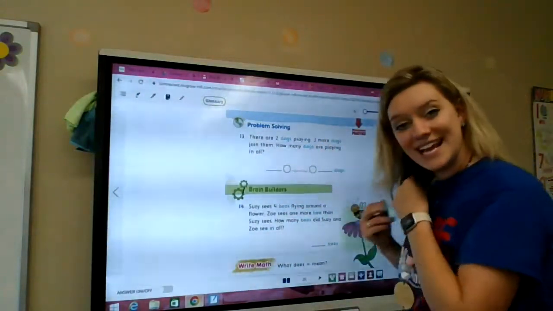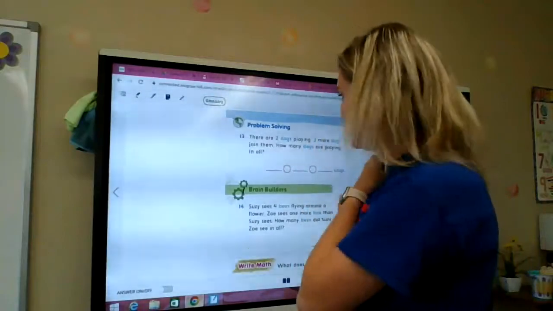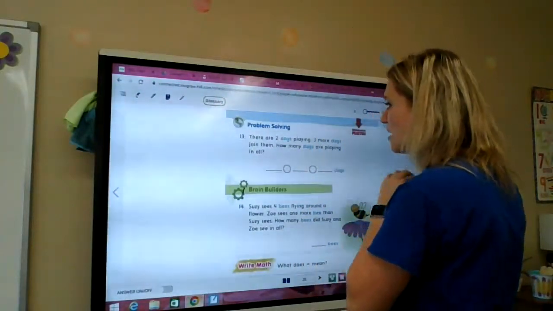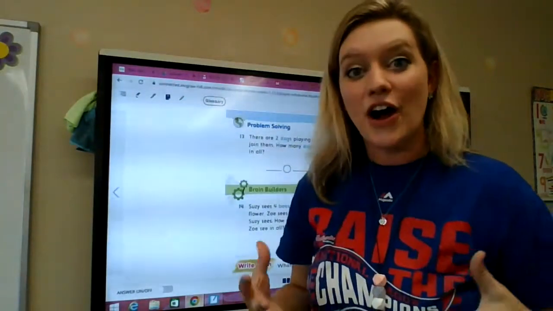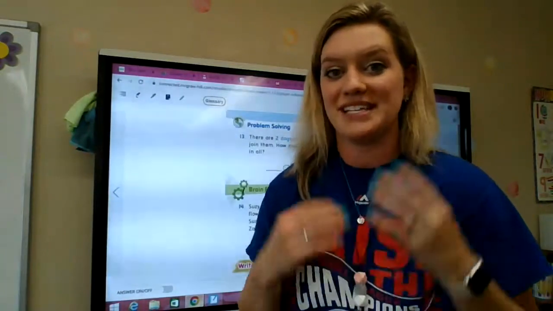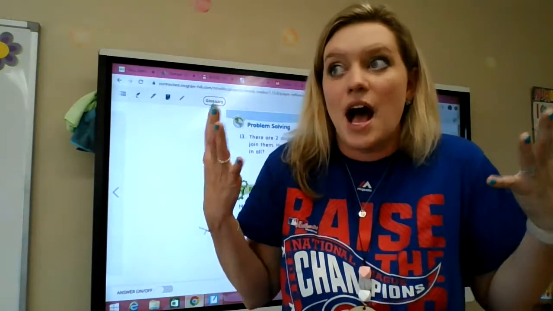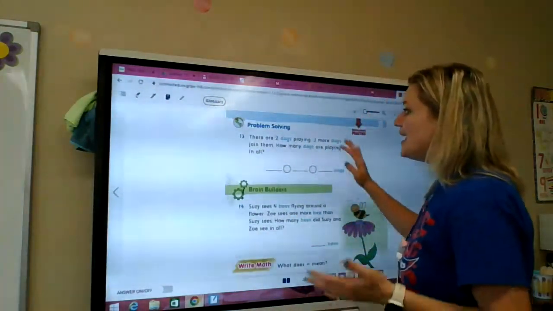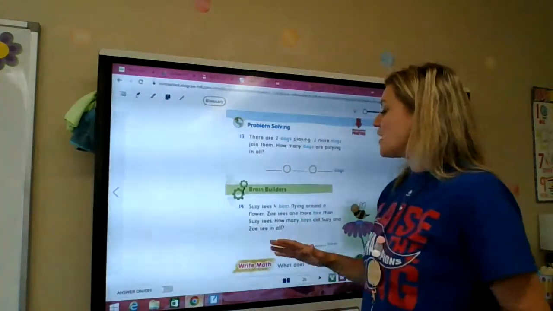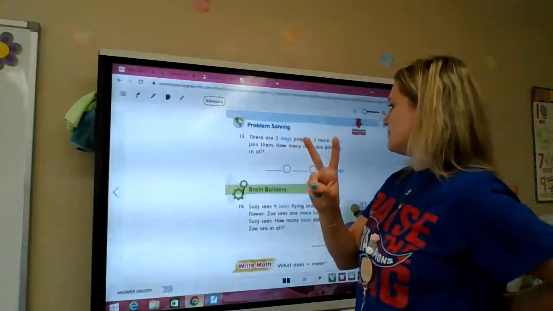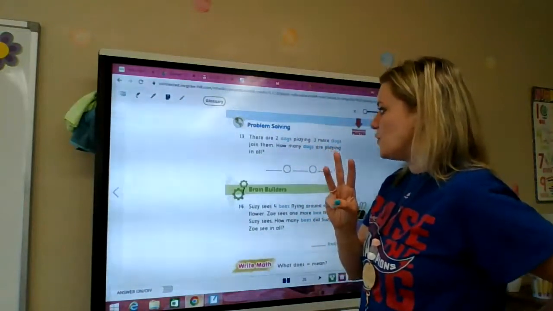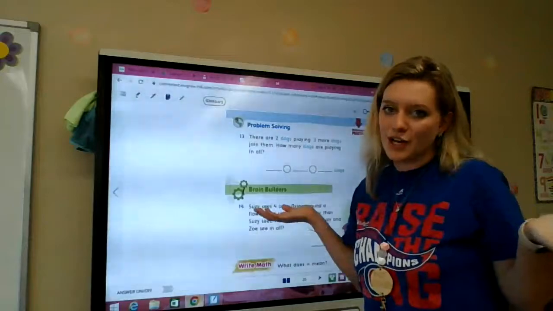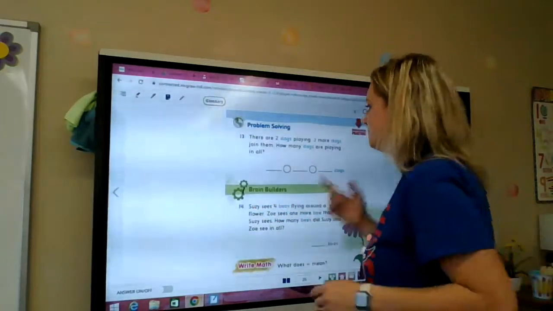All right, we are looking at the top question that is talking about problem solving. The ones on the back page are a little bit harder or trickier, and they take the idea we learned and apply it and have us trying it in a couple different ways. So let's look at the first one, problem solving. There are 2 dogs playing. 3 more dogs join them. How many dogs are playing in all?